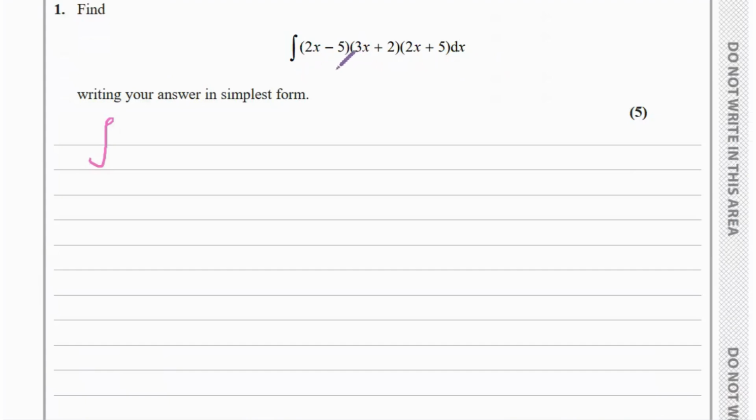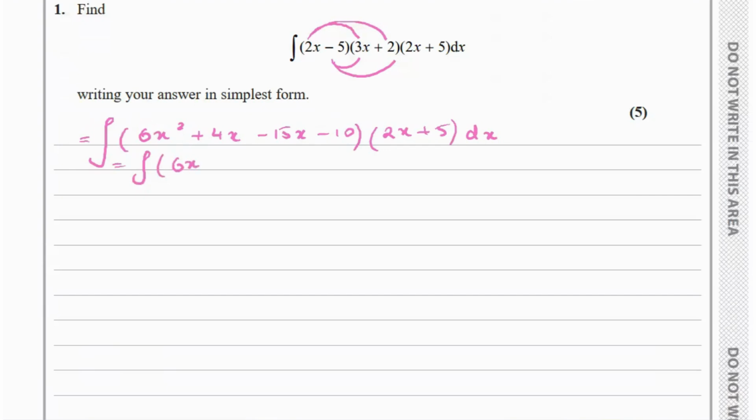So if I start with expanding the first two brackets, that's going to be 2x times 3x, 2x times 2, then negative 5 times 3x and negative 5 times 2. So that's going to be 6x squared plus 4x minus 15x and then minus 10, times 2x plus 5 as it is. Collect the like terms, so 6x squared minus 11x minus 10.